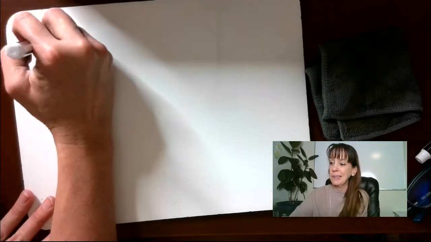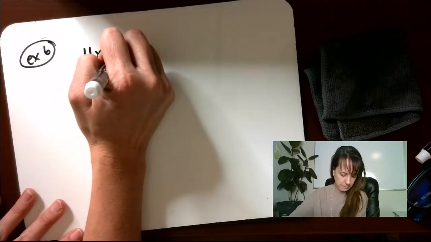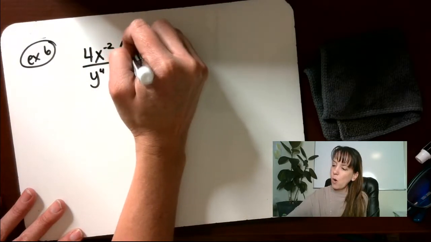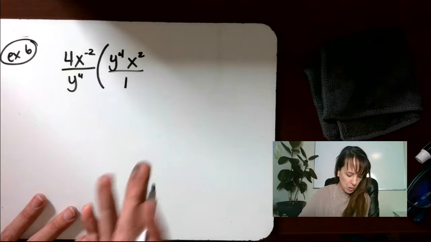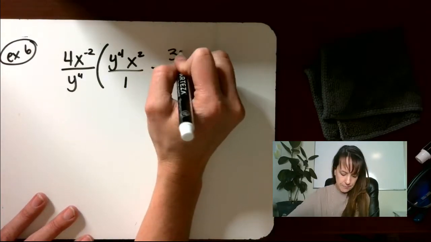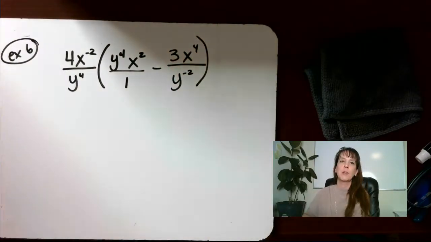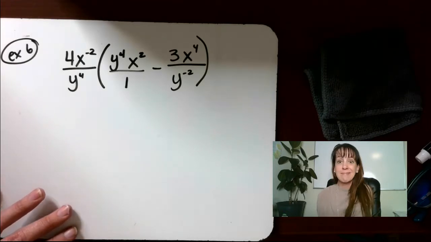So example number 6 is what I'm looking for. Now we're gonna use the distributive property. Let's get complicated, folks. 4x to the negative 2 over y to the 4. Then it says just y to the 4 x squared, but remember that's over 1, right? So in the example, it's not over 1, but I think that's helpful to have that. Minus 3x to the 4th, y to the negative 2. I hope you guys love your paper and pencils, because you're gonna be writing a lot. It's gonna be exciting.